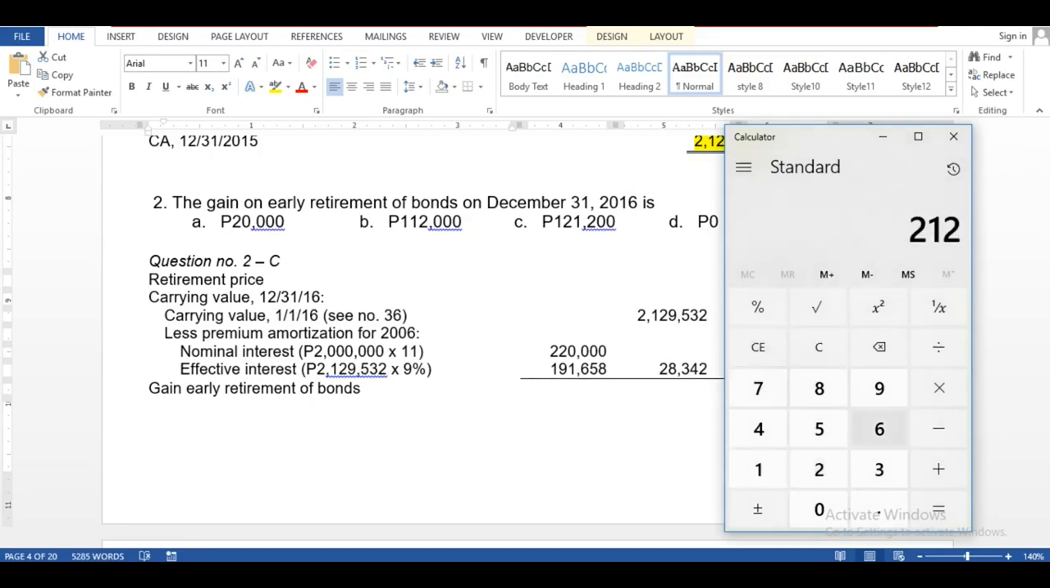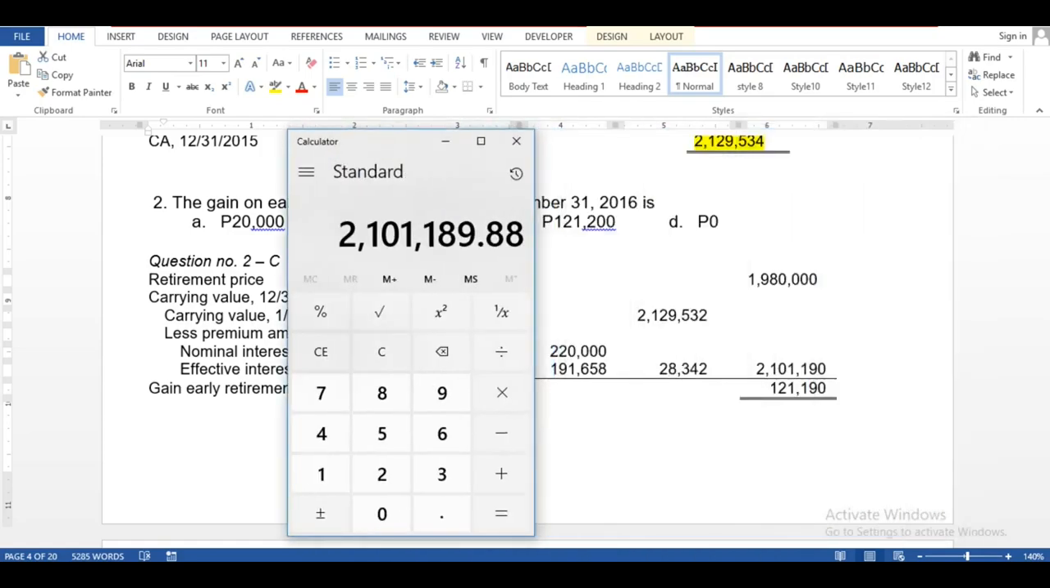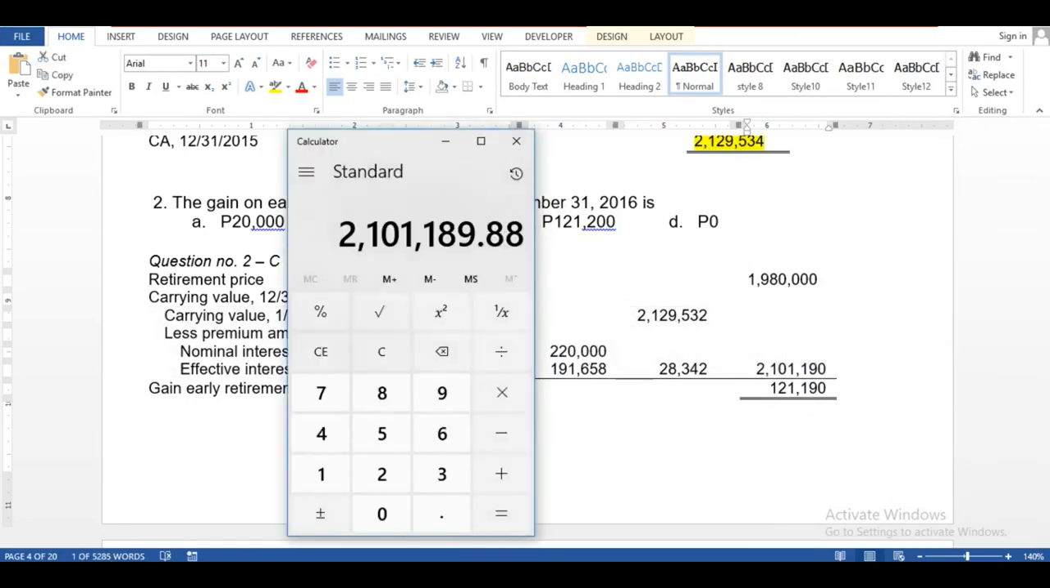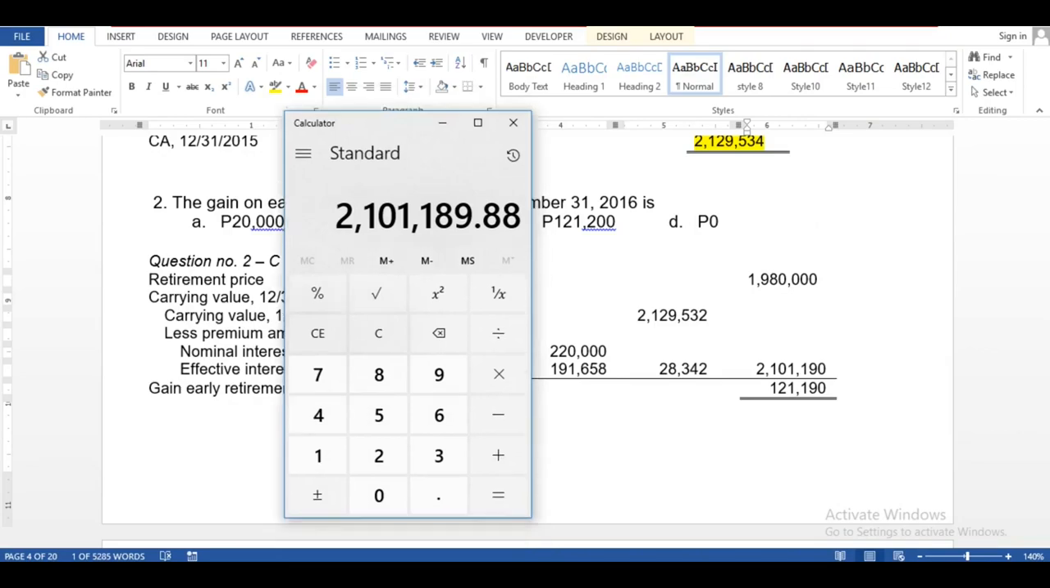2,129,532 and then multiplied by 1.09, which is the effective interest rate, and then minus din mo sa nominal interest na 220. Ayan, so you can arrive sa 2,101,190. So, meron ka nang carrying amount of the bonds as of December 31, 2016. Next one is you are to get the difference ng dalawa. So that is considered as gain on early retirement of bonds.